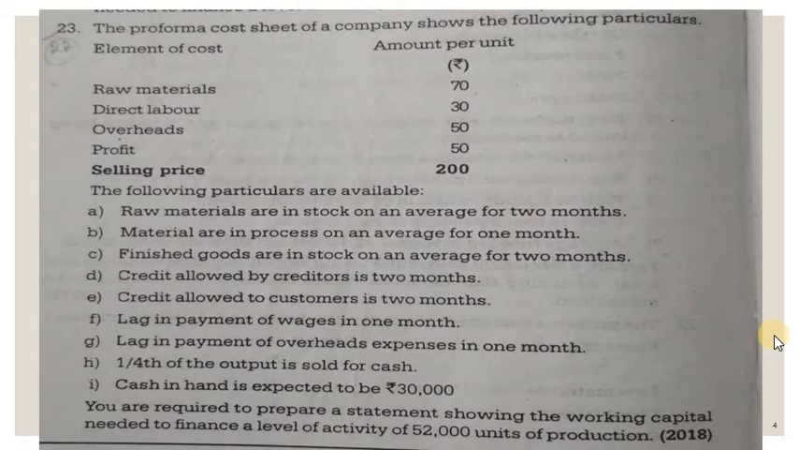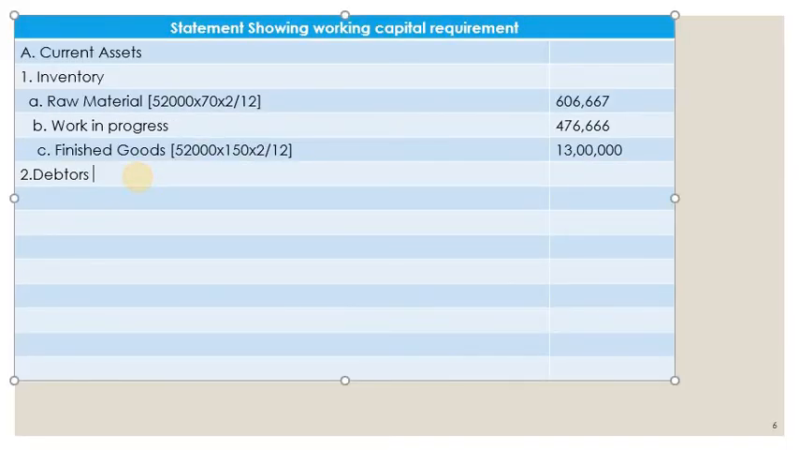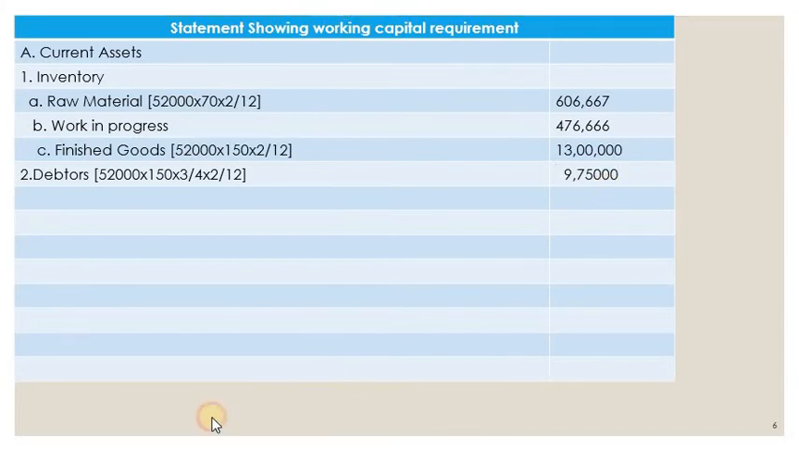So credit sales is 3 divided by 4. So cost of goods sold, we know how much it is, that is 150 rupees. So again 52,000 into cost of goods sold 150 into only 3/4 is credit sales. Then in this, what is the credit period per year? It is 2 months. So total is 9,75,000.